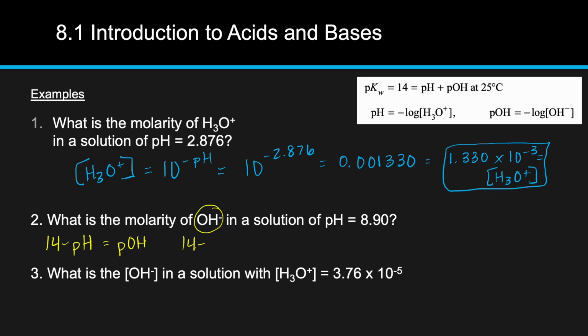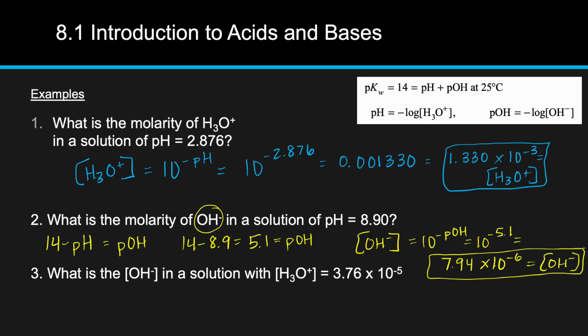So 14 minus 8.9 is going to give me 5.1 for my pOH. Now that I have my pOH, I can go ahead and solve for my concentration of hydroxide ions by taking 10 to the negative pOH. And that gives me 7.94 times 10 to the negative 6 for my concentration of OH minus ions.